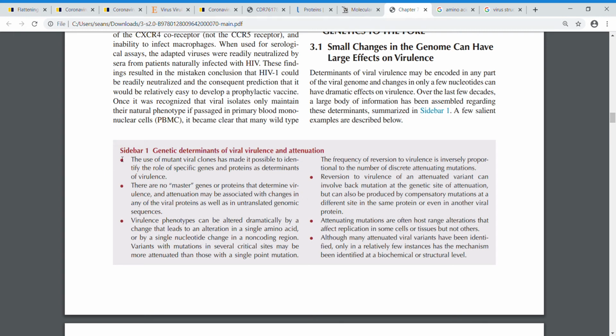Okay, so let's look at the sidebar: genetic determinants of virus virulence and attenuation. So the idea is that things mutate. You have these little amino acids. They're very easy to get wrong. You make a mistake, you copy wrong, right? Just like anything else, right? Viruses aren't as good as human cells in that they don't have as many error checking mechanisms.